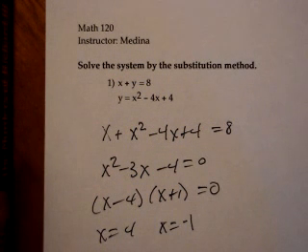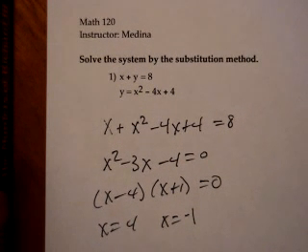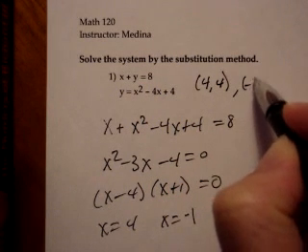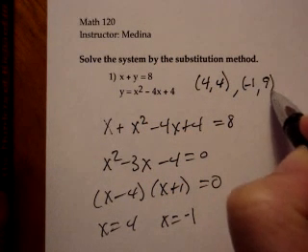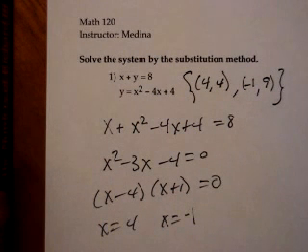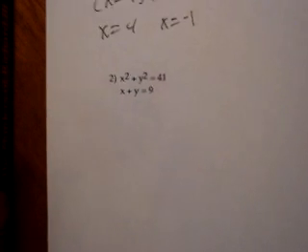But remember, we're not done. We now have to plug them back in and figure out what y is. So let's see. If x is 4, y is also 4. And if x is negative 1, y would be 9. And so there is my solution set. That's a piece of cake, right? Okay, let's do number 2.